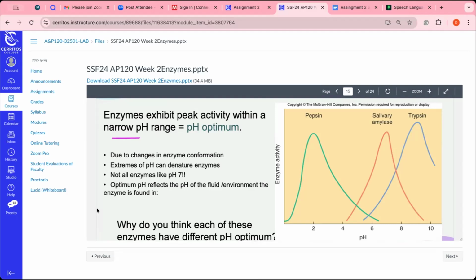But something like trypsin prefers things that are basic. So it peaks around like a 9. Why do you think each of these enzymes has a different pH optimum? Part of it is related to where it's located. Where it's located in your body, and what it's designed to do. And part of it is related probably to its structure, to its format.